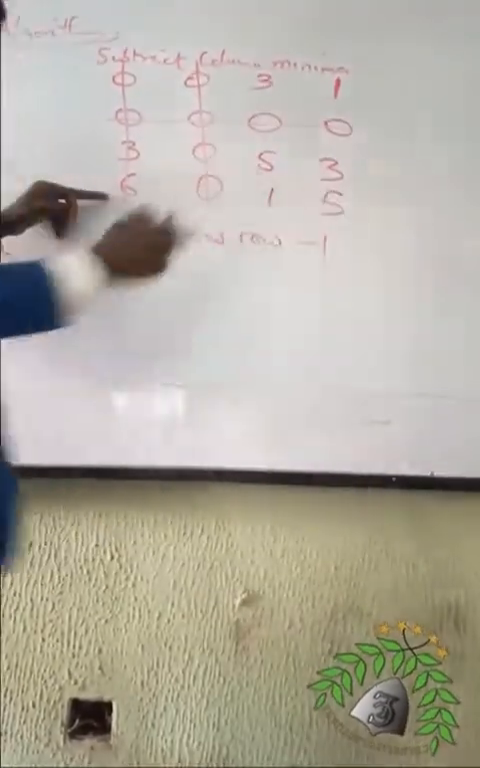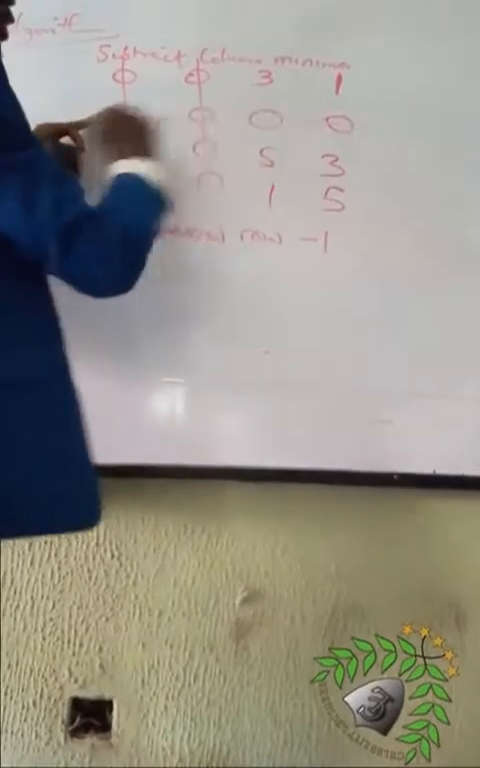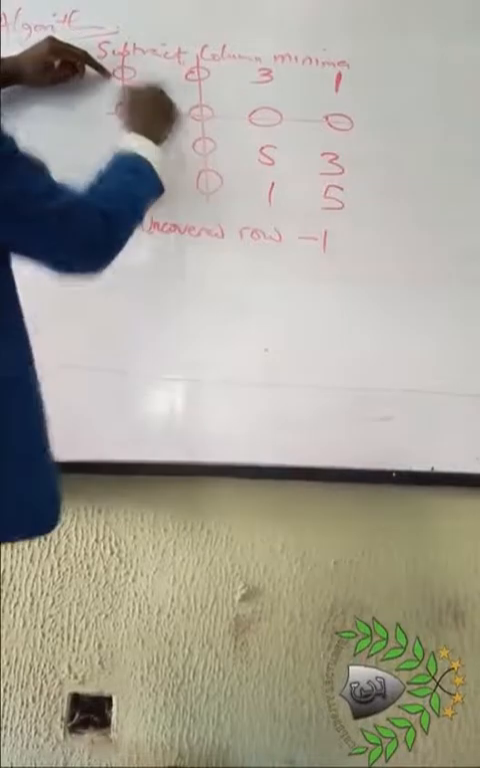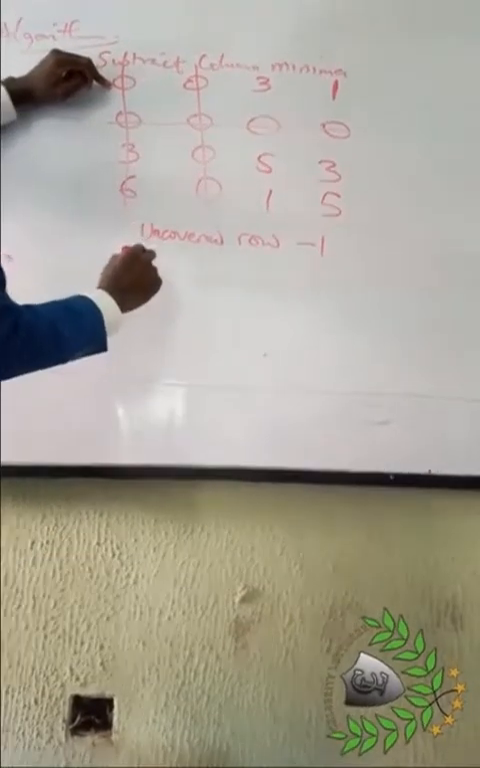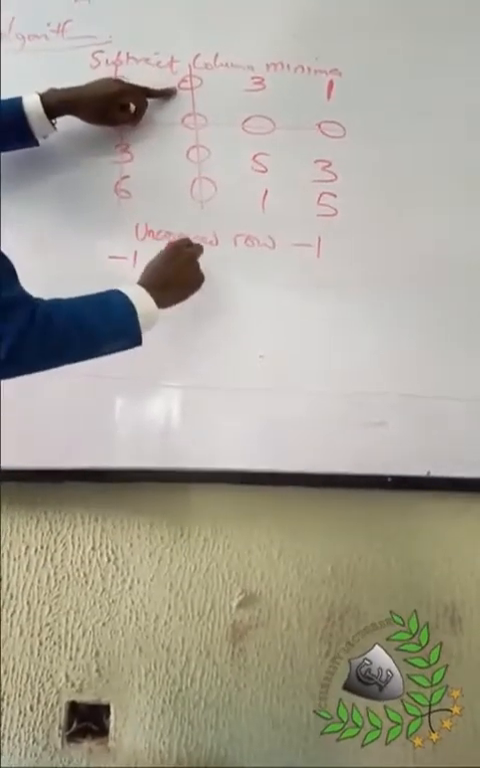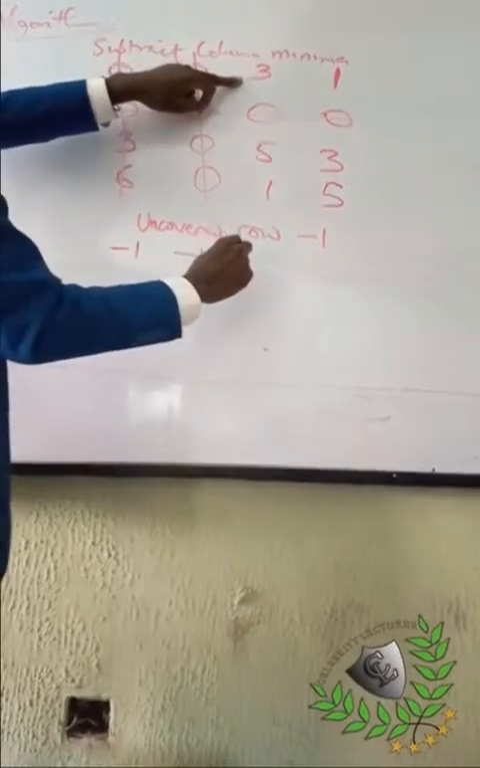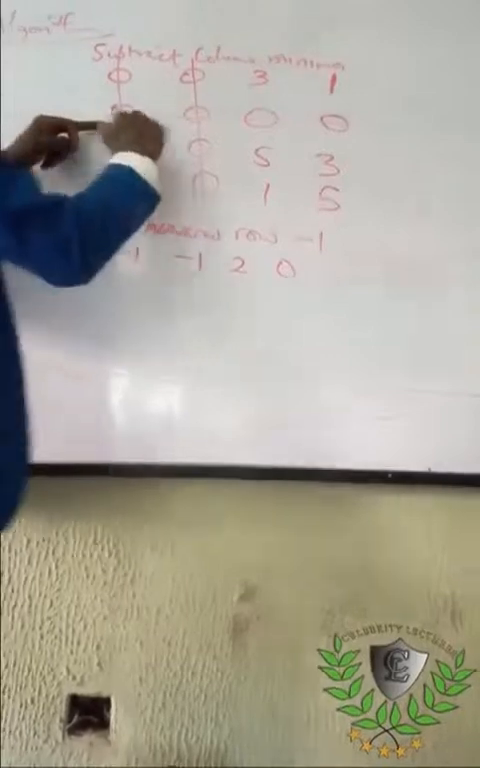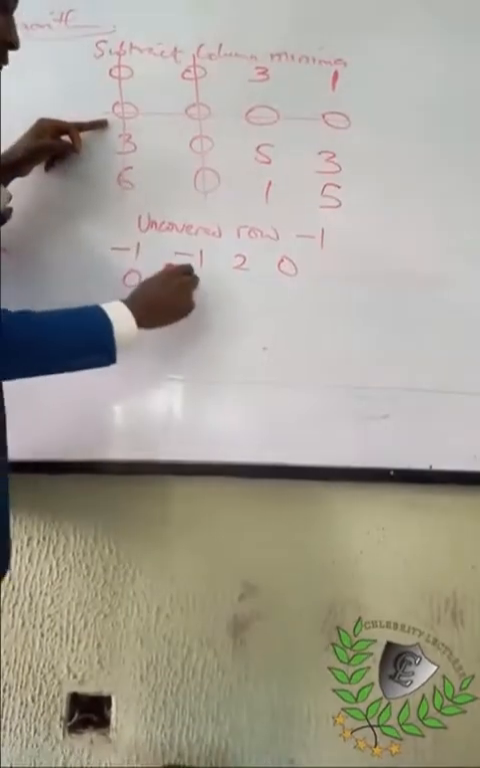Then go to the next one. 3 minus 1, 0 minus 1, 5 minus 1, 4. 3 minus 1, 2. Then the last one, 6 minus 1, 5. 0 minus 1, 1 minus 1, 5 minus 1.